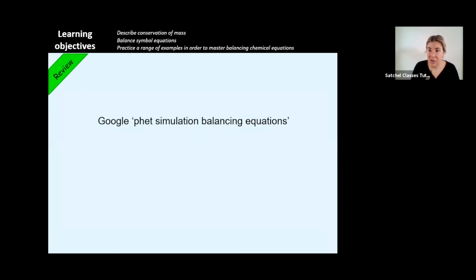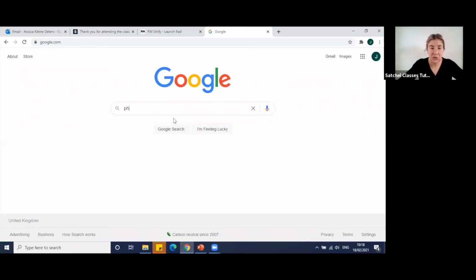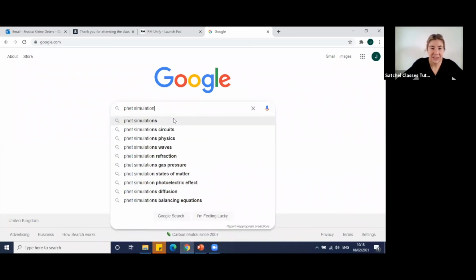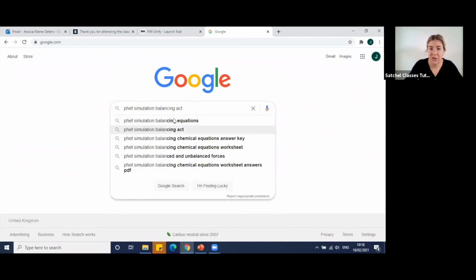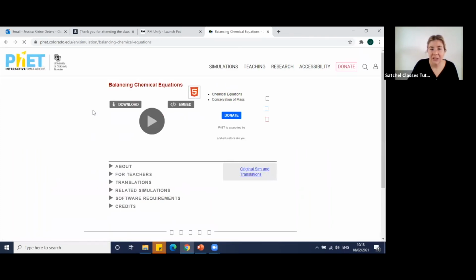And I'm going to leave you with this option as well. Google PhET simulation balancing equations. This is a fantastic little website. I'm sure you might have come across it in lessons, or your teacher has shown you it before. And what I will do is I will actually show you what I mean. If you go into Google, and if you go into PhET simulation balancing equations, it comes up for me. I'm going to click on this first link. You can see I've already clicked on it.